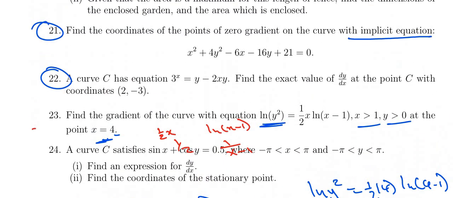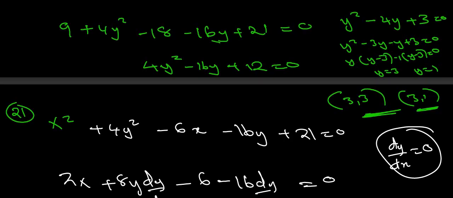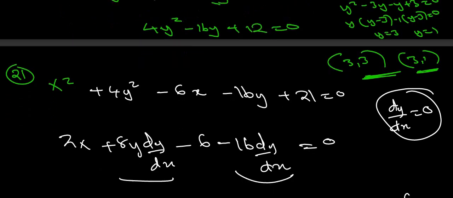I hope you get the idea here. Then look at the last one. The last one is also very easy. They're saying we have sine x plus cos y is equal to half, right? Find the expression for dy/dx. So we are having sine x plus cos y is equal to half.